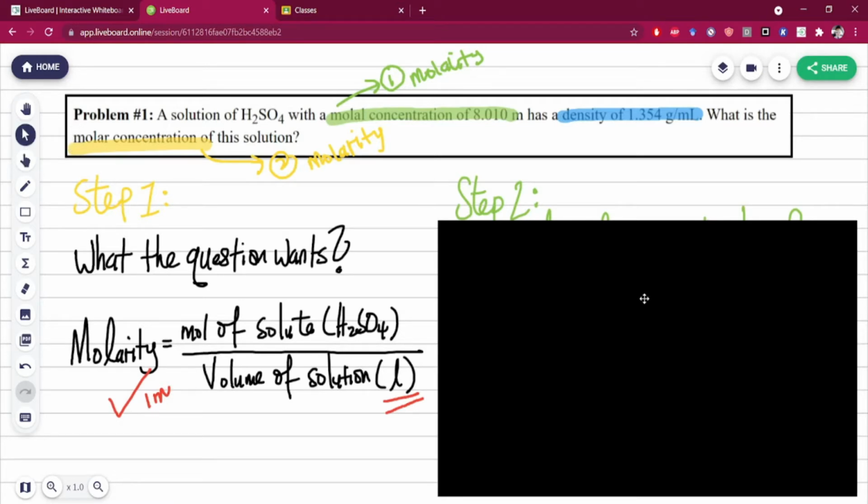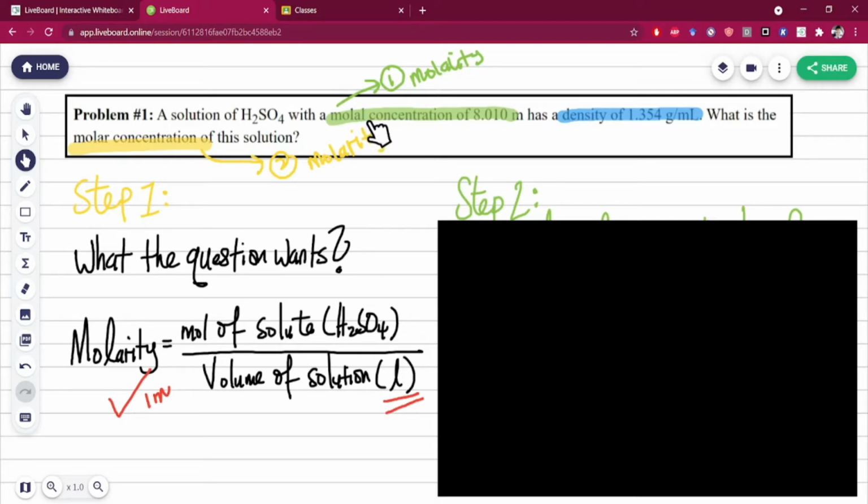Now, in step two, what do we need to do? We know that molarity is defined as moles of solute over volume of solution. So to get the molar concentration of this solution, we need to know where to find the moles of solute and where to find the volume of solution. If you look back at the question, it doesn't give you that information right away, so we need to work it out.